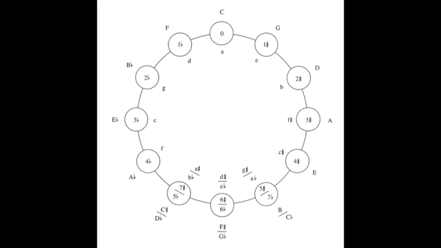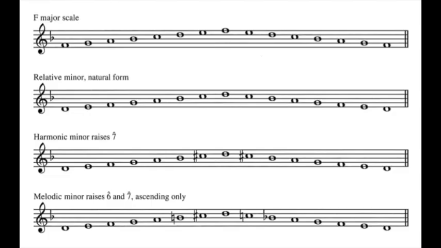Specifically, you have to raise the seventh scale degree of the natural minor scale to produce the harmonic minor scale, and raise 6 and 7 of the natural minor scale to get the ascending form of the melodic minor scale. This example illustrates the spelling for the related keys of F major and D minor.